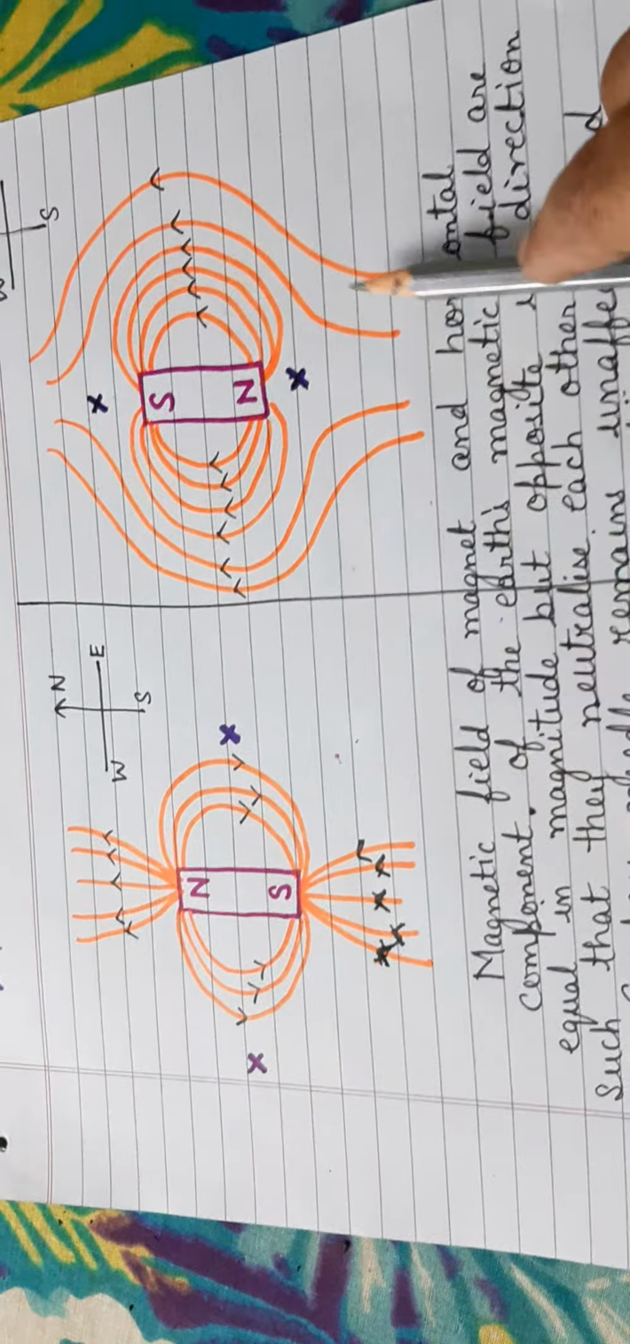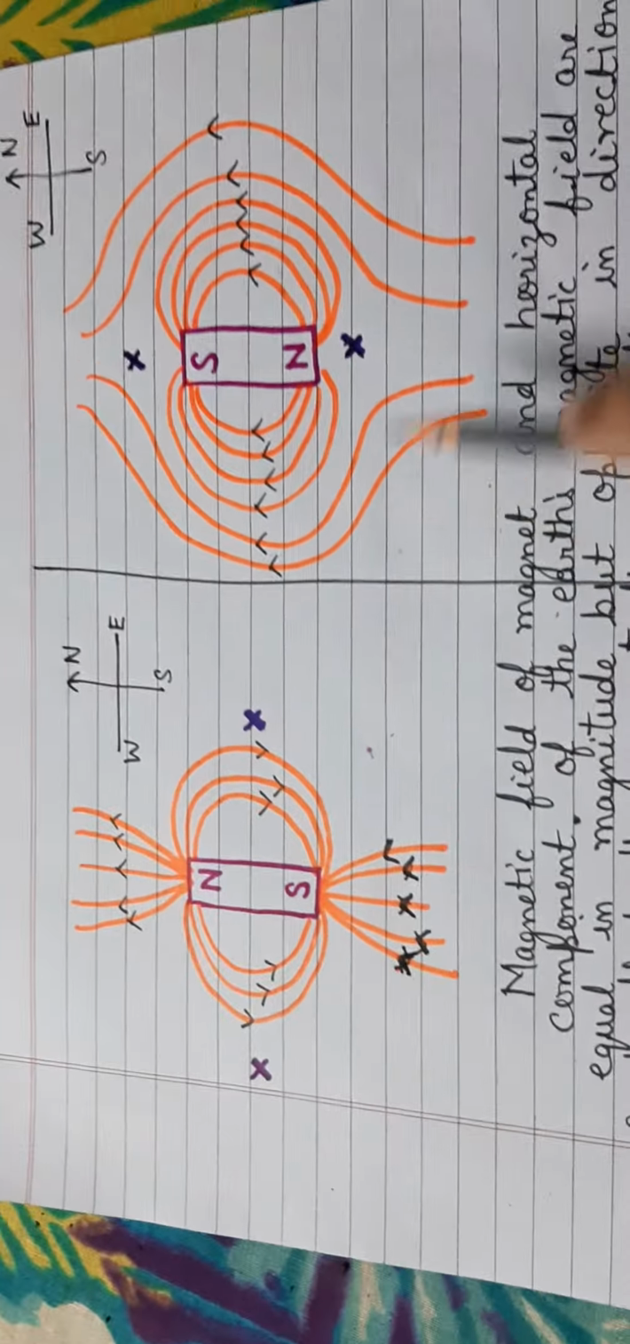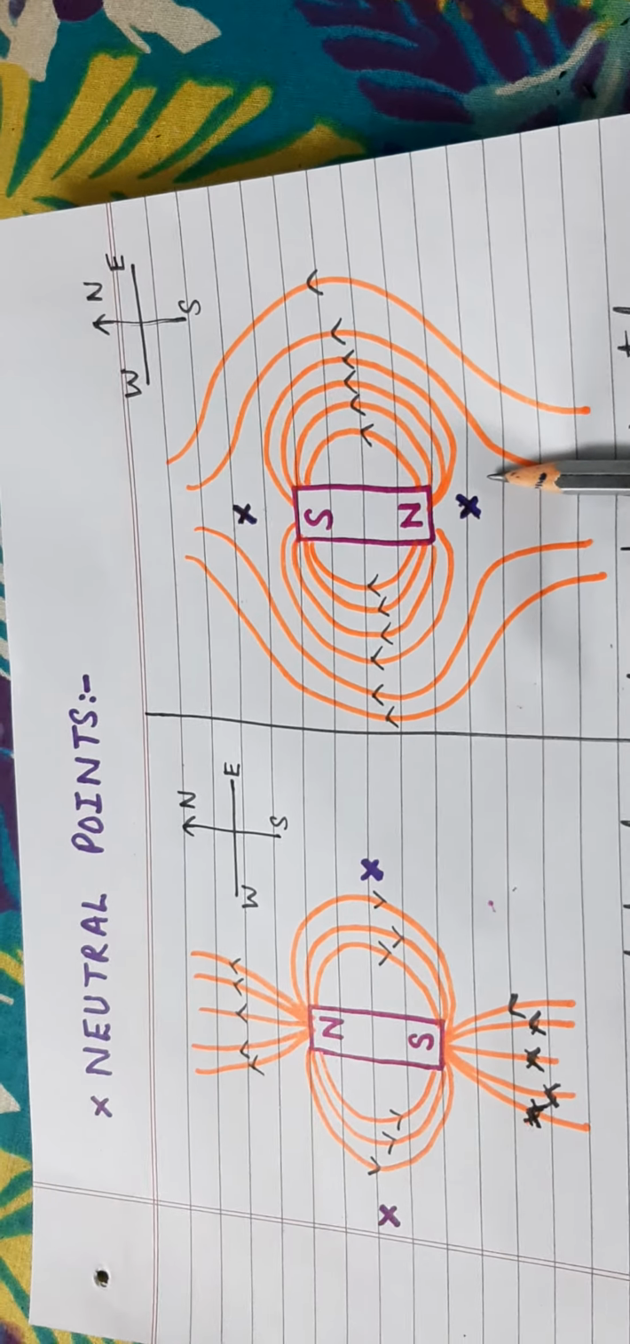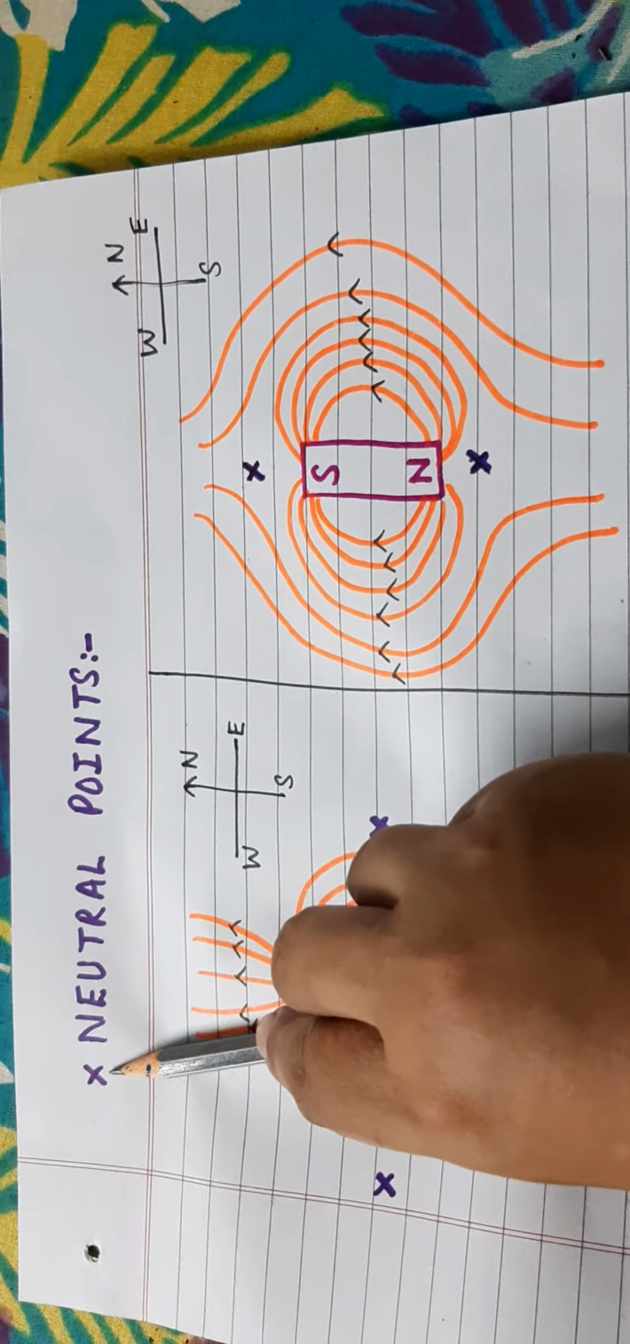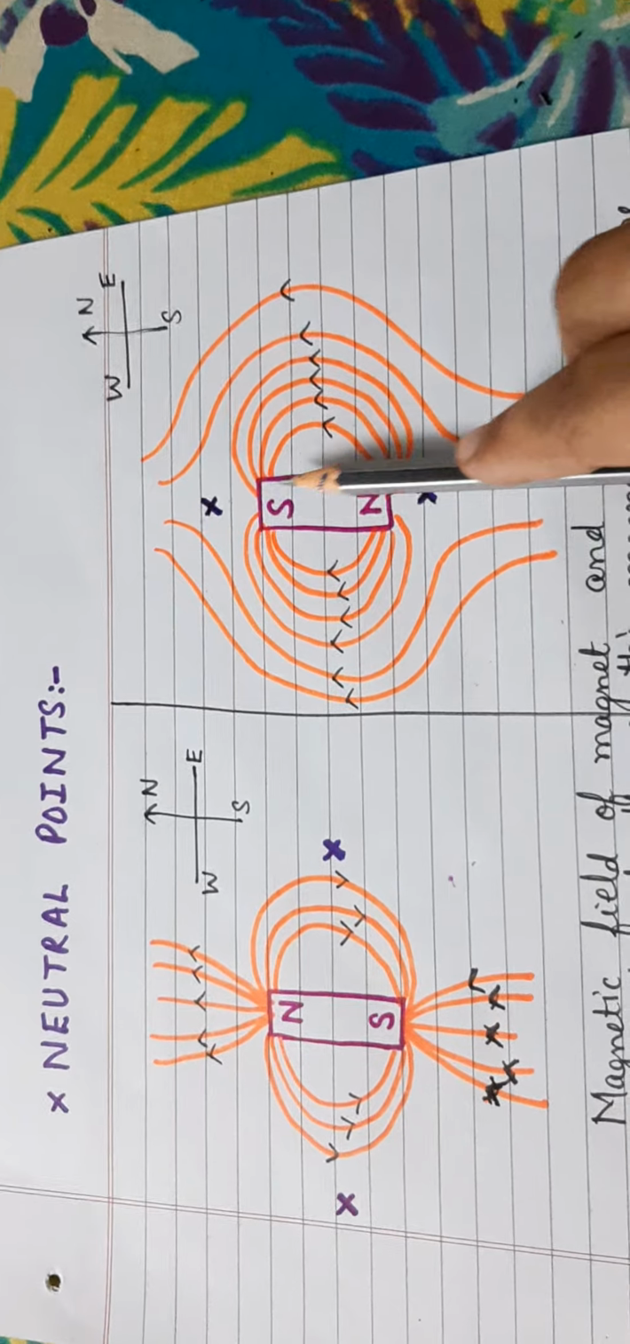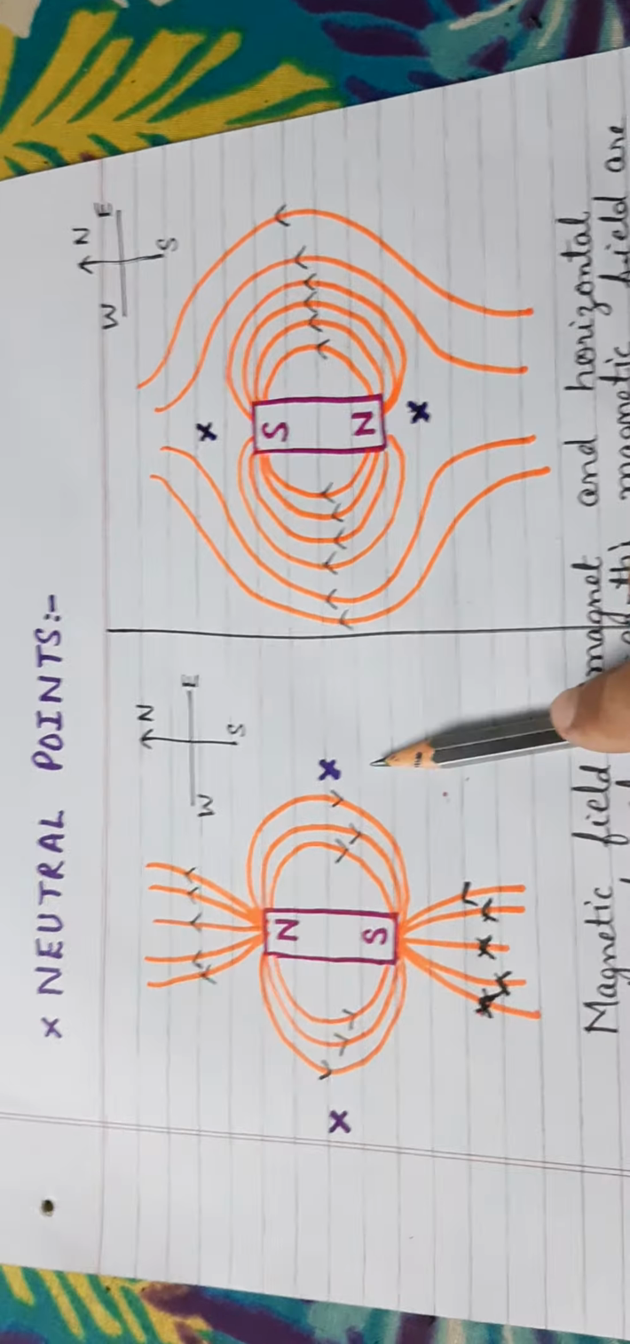You can see I have drawn two diagrams simultaneously because I want to have a comparison between the two. Here I'm depicting the neutral points with the help of a cross, right? You can see the crosses are up and down, the crosses are left and right. Now let's look at it.